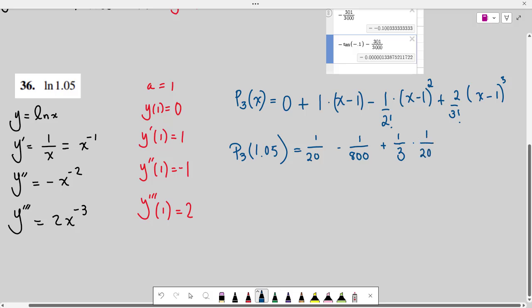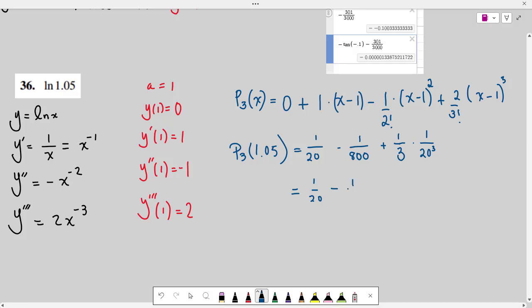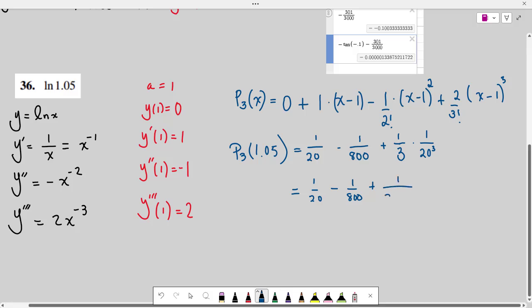Let's write it out this way just in case you're not 100% sure following. So now we just have to combine these fractions. We're going to agree here. This one has 3, so 20 times 20 times 20. We're going to have 3 zeros, so 8,000 times 3 is 24,000.